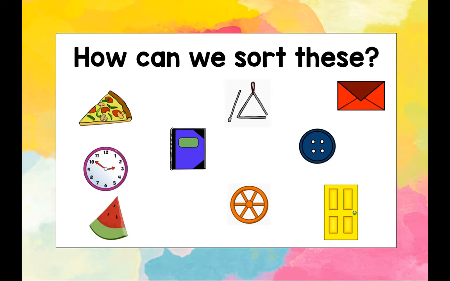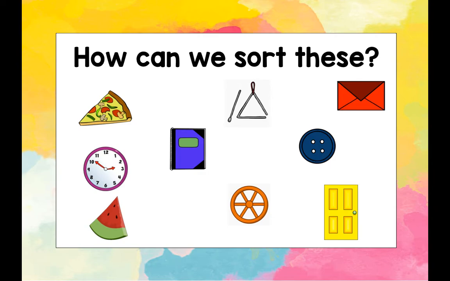How can we sort these? Are these all different colors? Yeah. Are they all different sizes? Yeah, they're all kind of different sizes. Are they all different shapes? Yeah. So now we have to pick one that makes sense. Okay, when I'm trying to sort things into groups, I have to figure out which one makes the most sense.